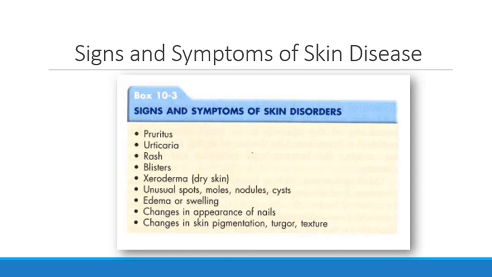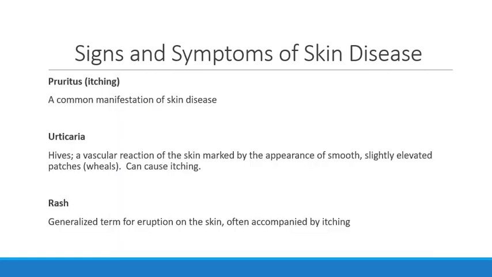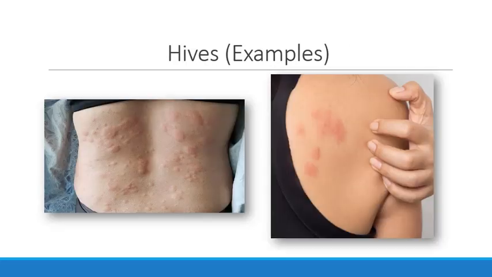Here are the common signs and symptoms of skin disease. Pruritus, that's itching, a common manifestation of many skin diseases. Urticaria, that's hives, so that vascular reaction marked by the appearance of smooth, slightly elevated patches. This can also cause itching. A rash being the generalized term for an eruption on the skin. Here we see examples of people presenting with hives.